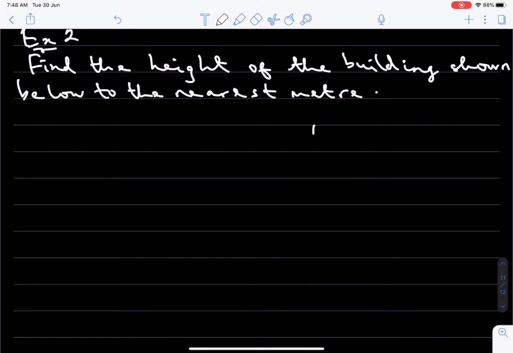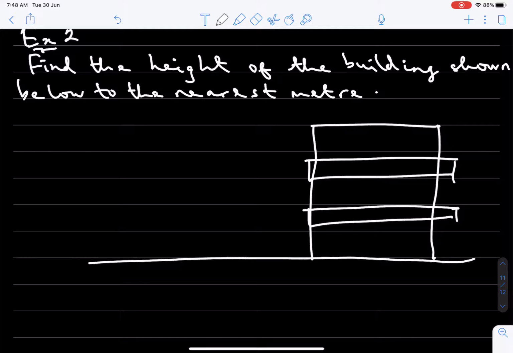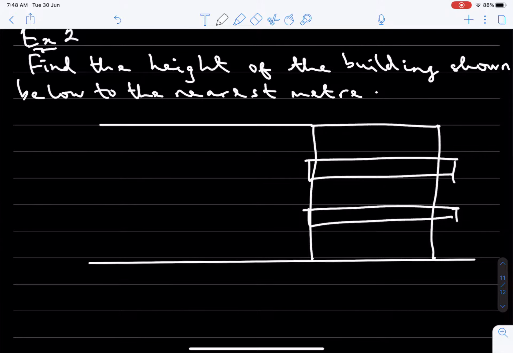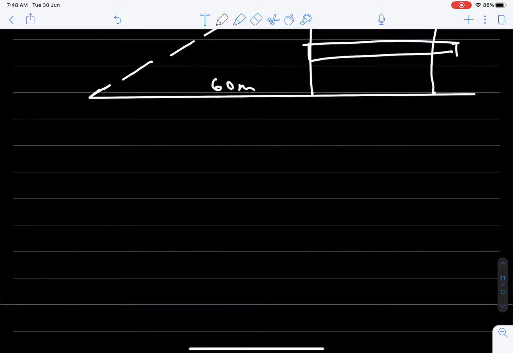You have it this way. Let's just make it something pretty simple like that. That's just a sketch, you know. This is the level ground. This is the building and this is level ground. This is the horizontal plane, while this is the line of sight. This is the angle of depression, obviously, 54 degrees. And the distance from the foot of the building to this point is 60 meters. So we can make a right angle triangle out of that.